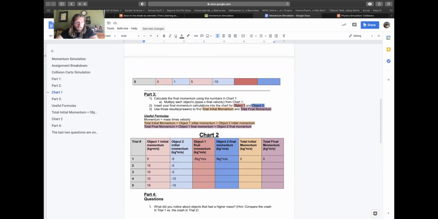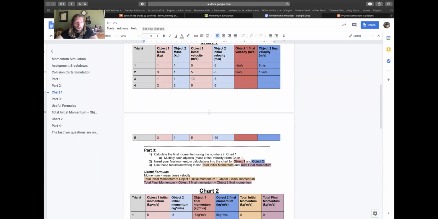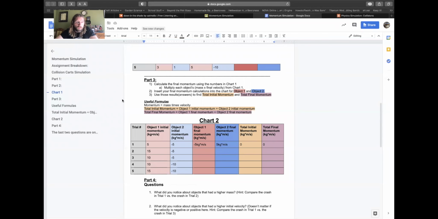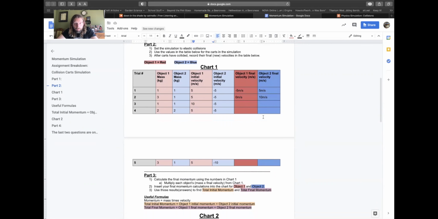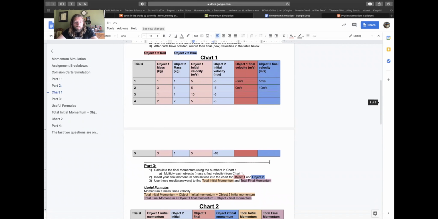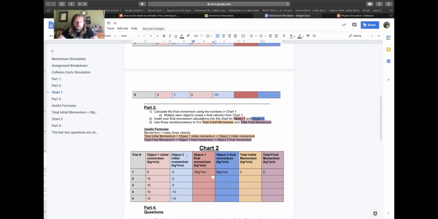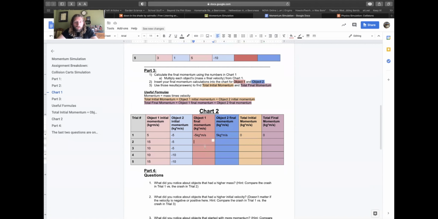That brings you down to part 3. So once you change the variables and go through that the next 3 times, you fill those out. Okay, then that gets you into part 3. So what you're going to have to do is you have your final velocities here, and you have your masses here. After you've filled out this table, all the way down to part 5, when you get to part 3 on chart 2, you are going to calculate the final momentum for each object.